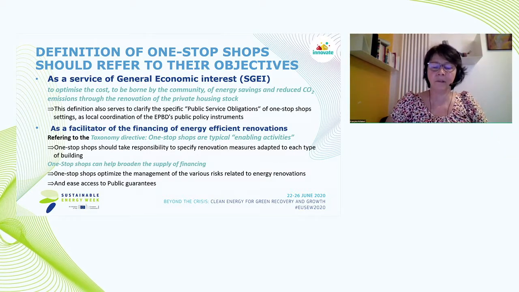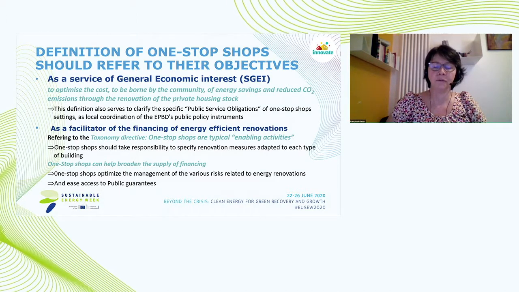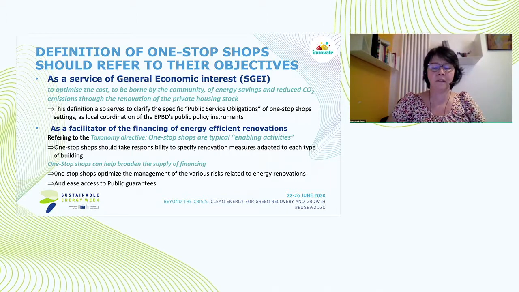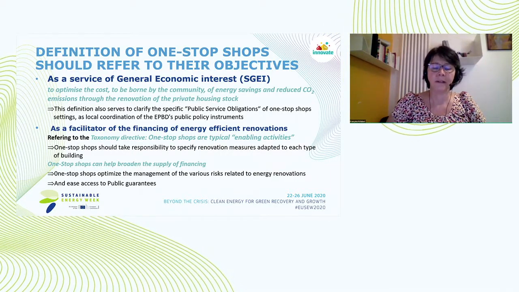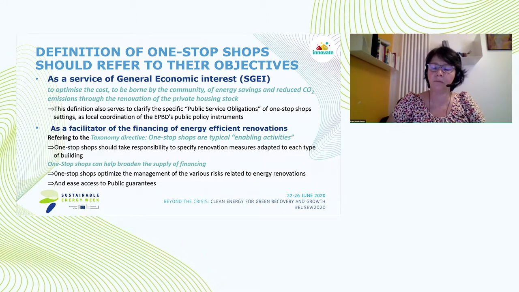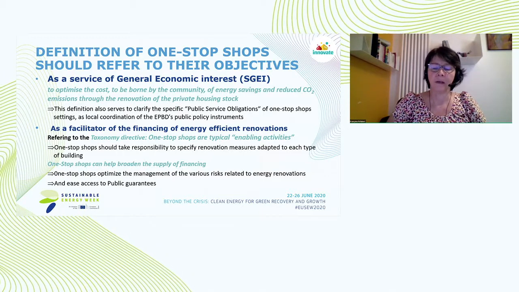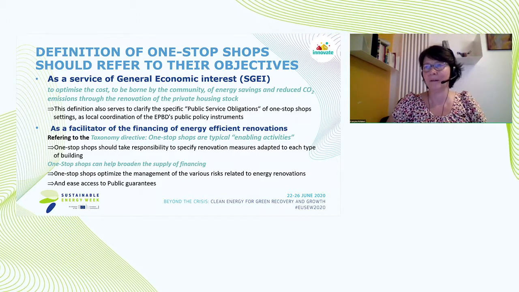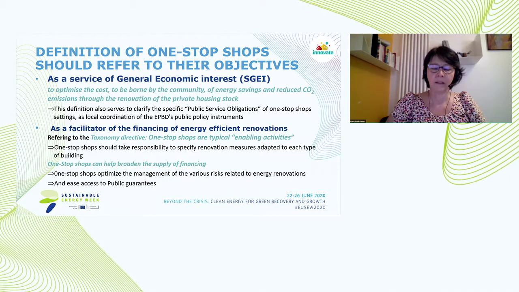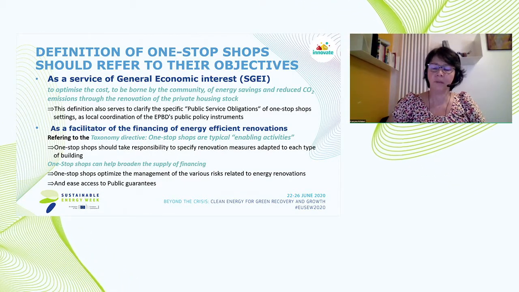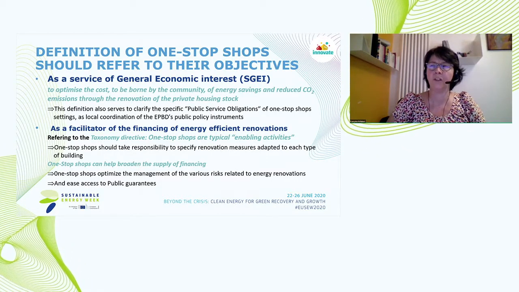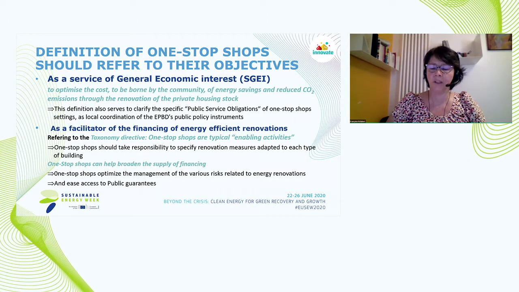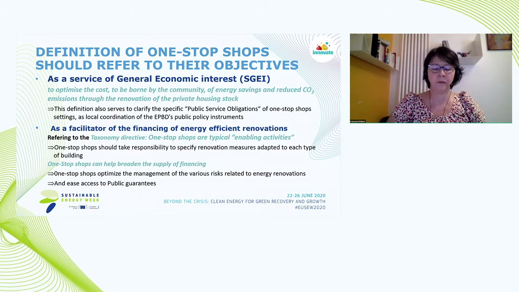And as facilitator of renovation financing, we should refer to the taxonomy directive and find that a one-stop shop could be a typical enabling activity according to this taxonomy directive. You will see that the guidelines of the taxonomy applied to energy renovations are aligned to the national thermal regulations, which is not adequate with regard to the residential sector. And it's important to consider that one-stop shops should take responsibility to specify the renovation measures which are adapted to each and every case, because it's a matter of taking advantage of energy gain potential when it is greater, and compensating for the most difficult cases.